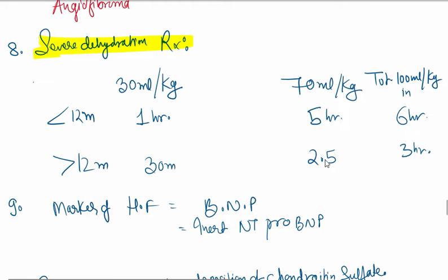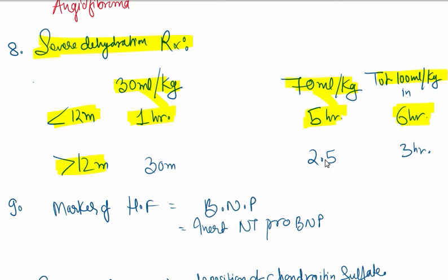Severe dehydration and their treatment. If age is below 12 months, total infusion we have to give is 100 ml per kg body weight. How it is distributed? 30 ml per kg and 70 ml per kg. So before 12 months, in 1 hour 30 ml per kg, next 5 hours 70 ml per kg. So total duration of infusion should be 6 hours.